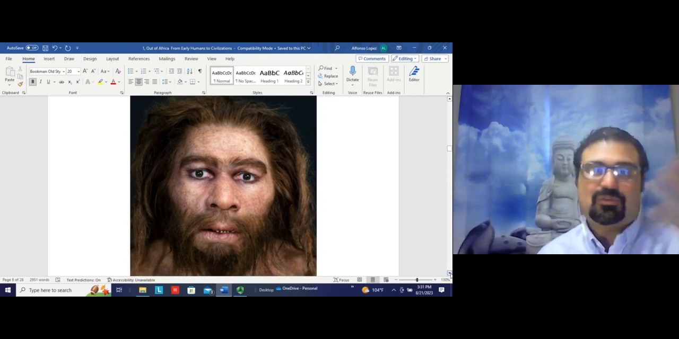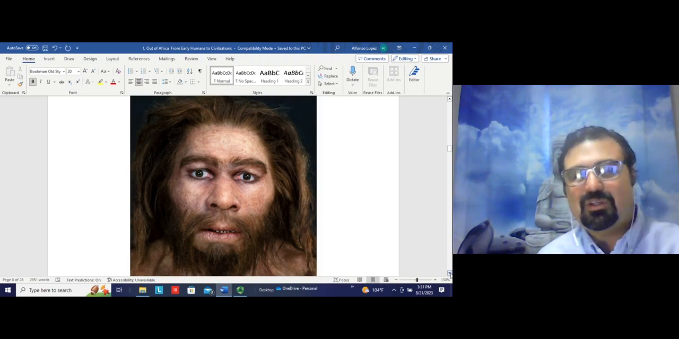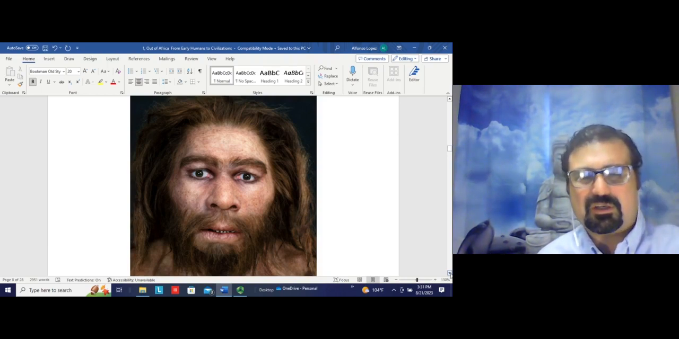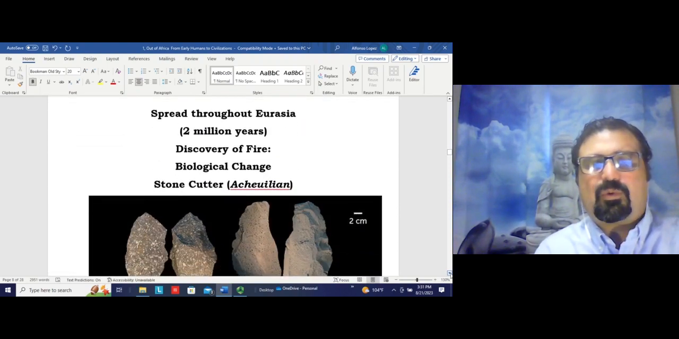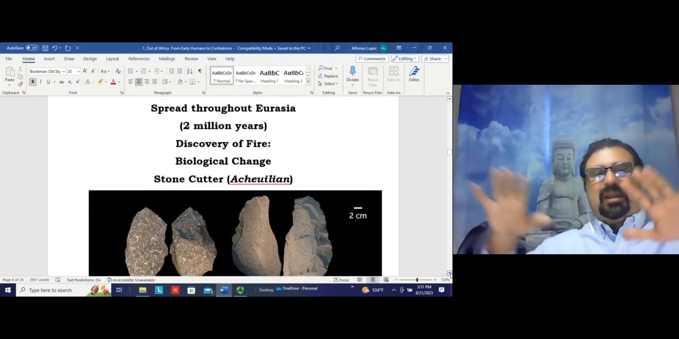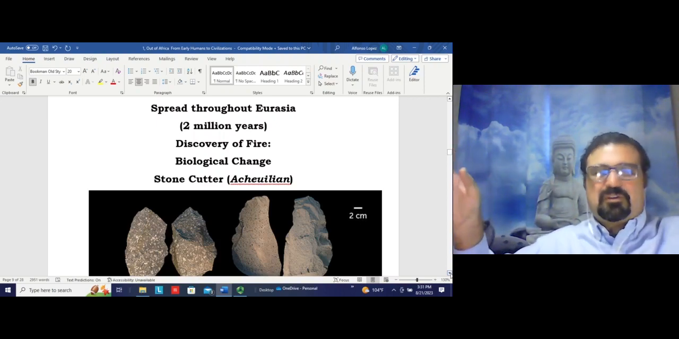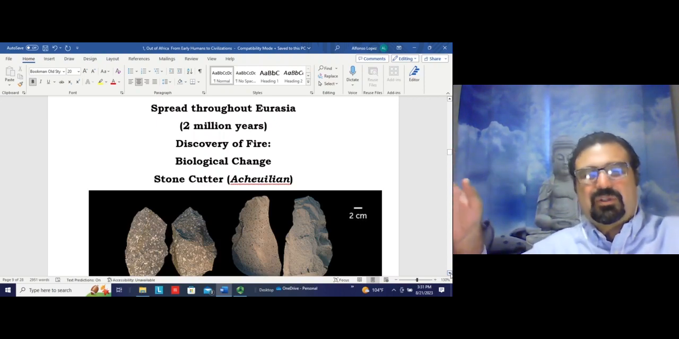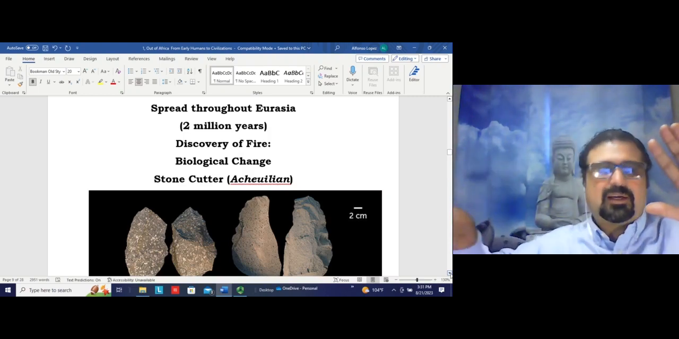Okay, this is how the Neanderthals looked. Give and take, this is a reconstruction based on cranial remains and so on. They spread throughout Eurasia, meaning Europe and Asia, about 2 million years ago. Roughly speaking, 1.9 million or so. We're going to see the Neanderthals moving out of Africa and settling in Europe and Asia.